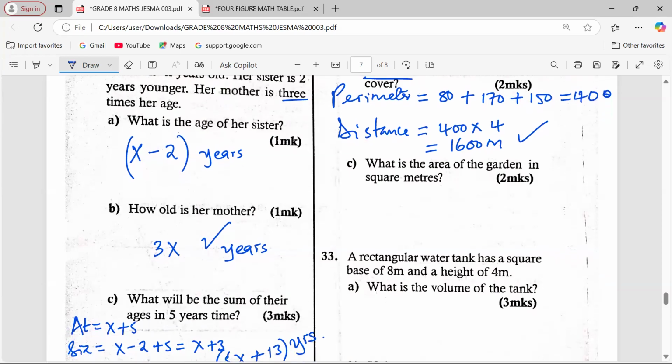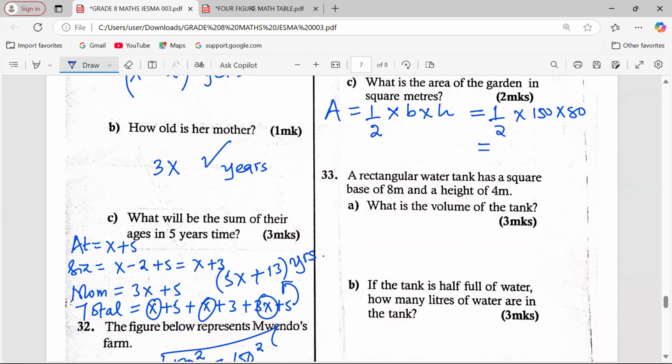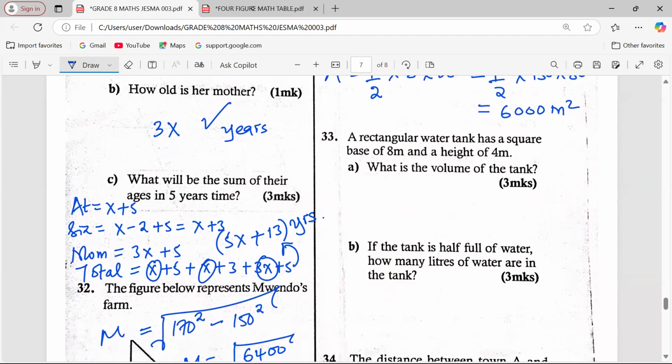What is the area of the garden in square meters? The area for a triangular space is given by half base times height. So this is half a base of 150 and a height of 80. This is going to give us an area equivalent to 6,000 square meters. 6,000 square meters.